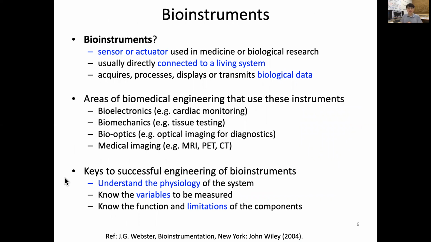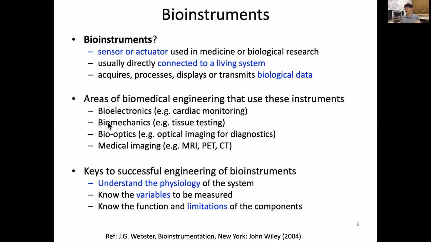Bioinstruments we can define as sensors or actuators that are used in medicine or biological research. Because of the bio in the name, the instrument directly measures or is connected to a living system, and it acquires, processes, displays, and transmits biological data. The areas of biomedical engineering that use these instruments are many.